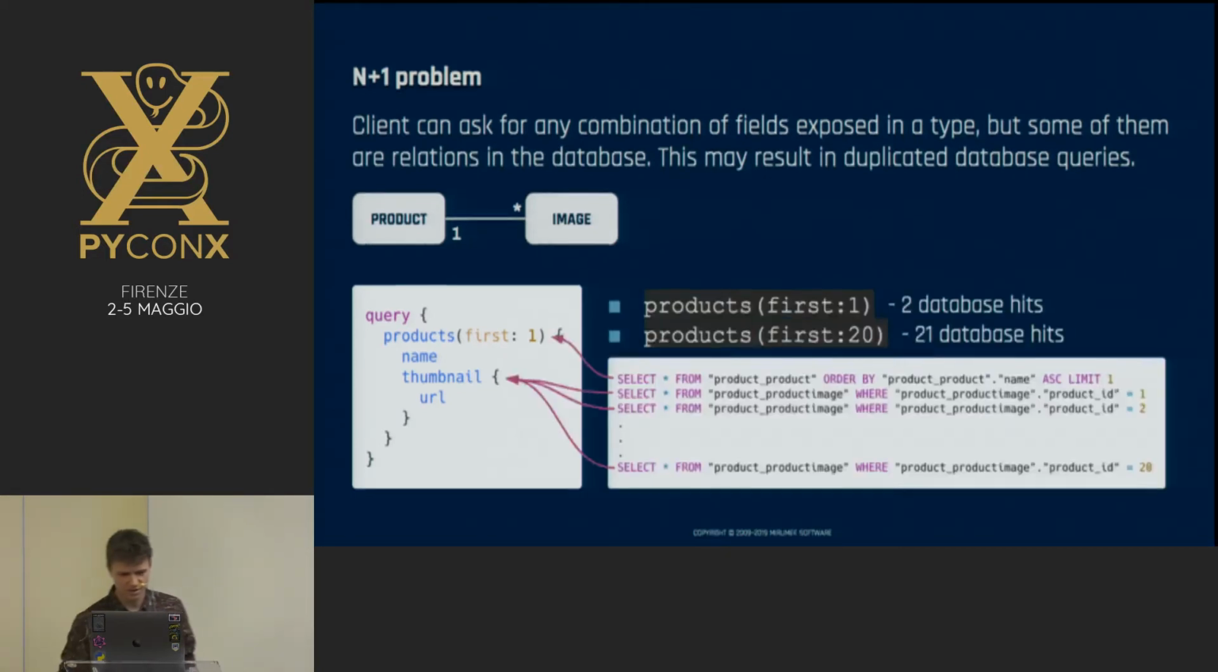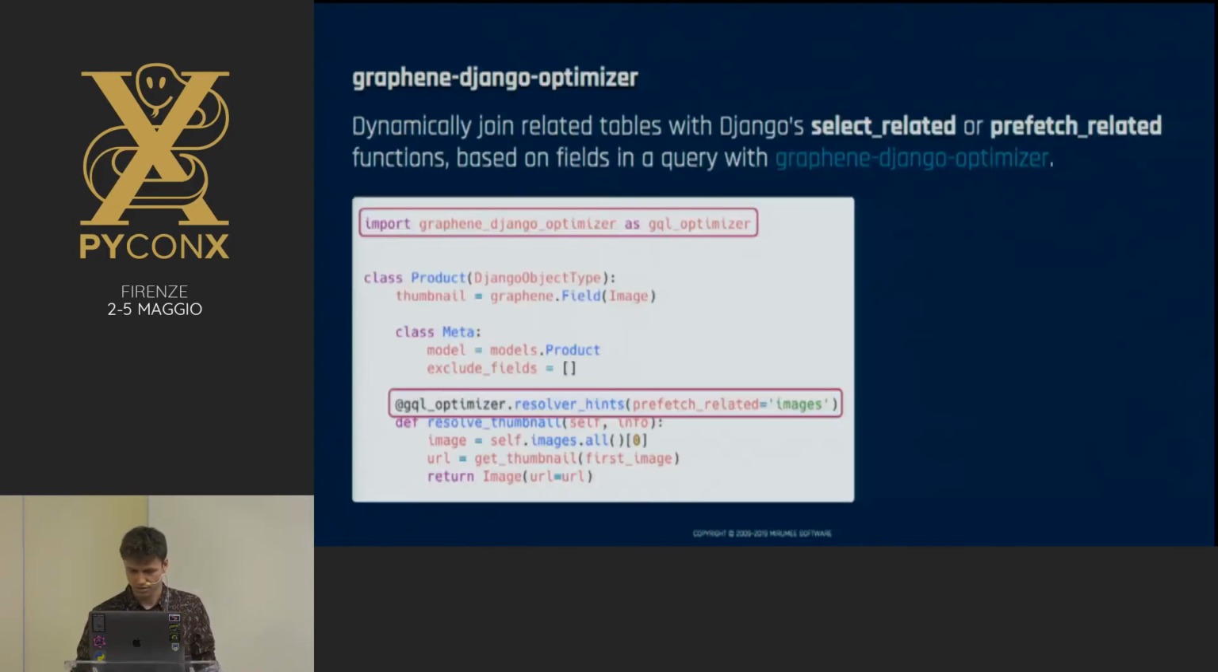And what happens here is if we don't have any optimizations, if we are rendering a list of products, then we have duplication of database queries. So if we are fetching only one product with this query, we will get two database hits because we have to fetch all the products, and for each of them we have to fetch an image. But if we are rendering a product list, and we have, for example, 20 products, then we have 21 database hits. So that's really bad.